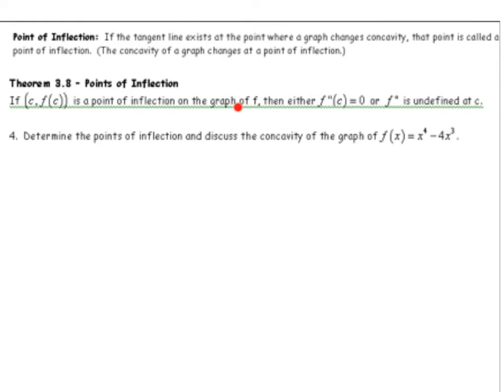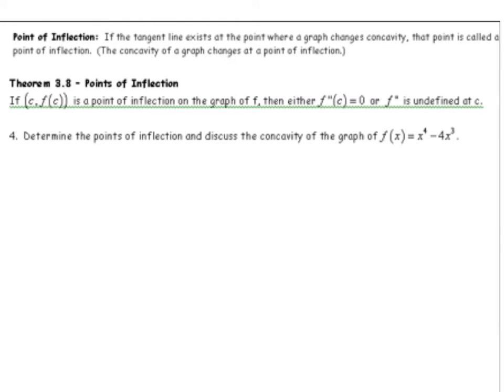You probably have this written down, but if you don't, here's your second chance. It says, determine the points of inflection and discuss the concavity of the graph f of x equals x to the fourth minus 4x to the third.